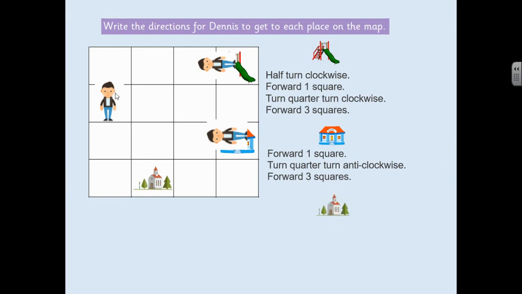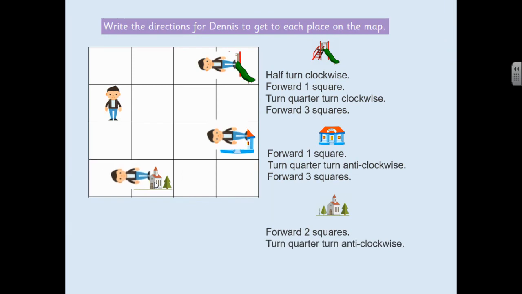Now he's going to be walking towards the place of worship. So he's facing us, he needs to walk down, turn, and then walk towards the place of worship. So let's see what he does. He walks forwards 2 squares. So forward 2 squares. Then he turns a quarter turn anti-clockwise. And then he walks forward 1 square. So forward 1 square. So this is how we write directions.